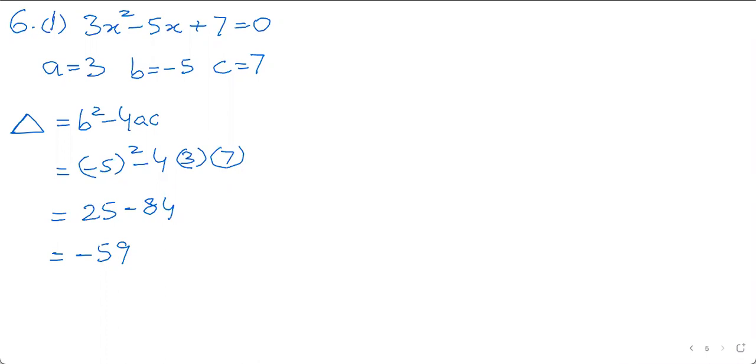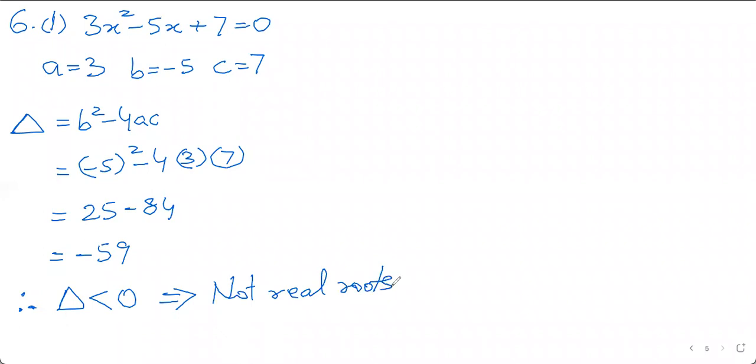Now the next step is, based on this value of discriminant, we have to tell what will be the nature of the roots. Tell me. Two lines we have to write more, not one line. In this case, delta is less than 0. So we can say not real roots. Both are important parts of the answer.